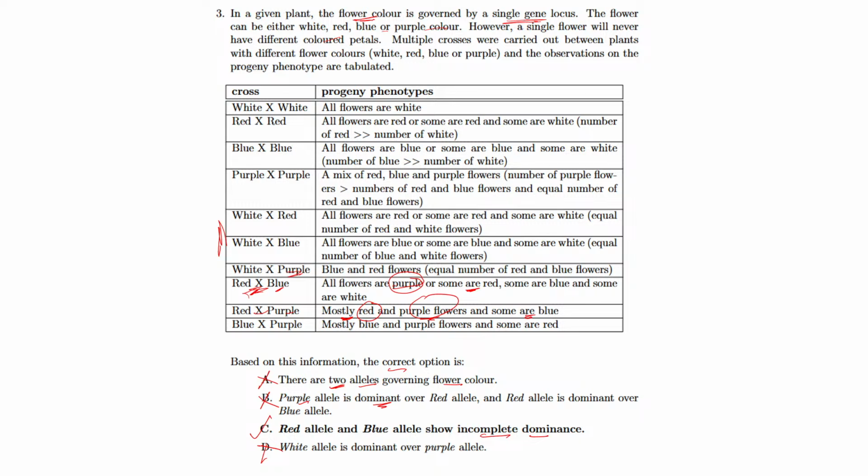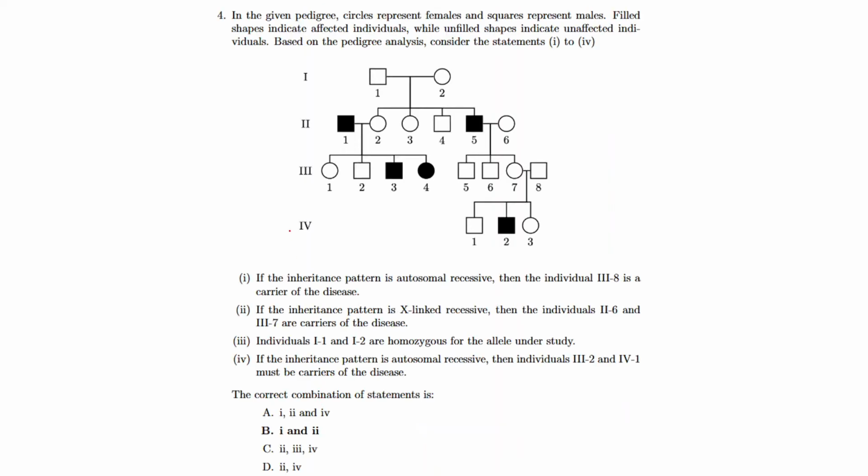So let's move on to the next question. Here we have been given a pedigree analysis to analyze. In this pedigree analysis, you can see the parents are generally unaffected, and then the children are affected. Generally, this type of pattern is seen in autosomal recessive disorders. So let us directly go to the question and verify which options are correct. We have to choose the correct combination.